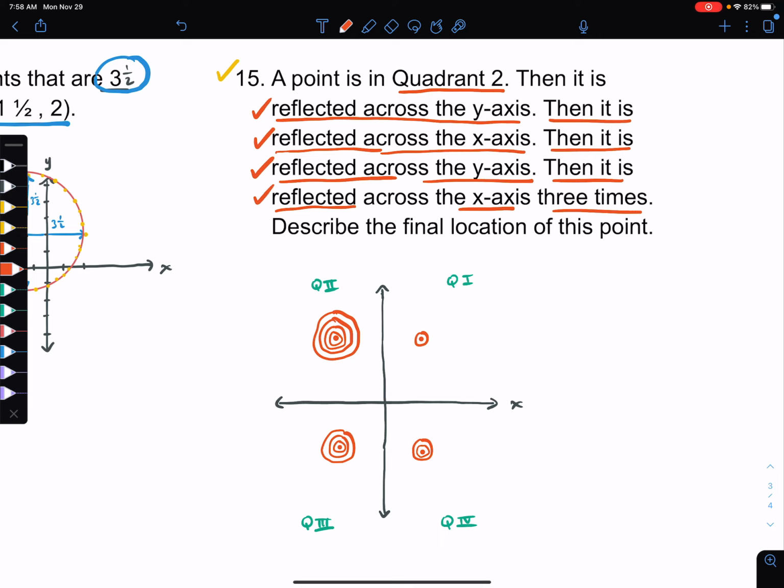So we've done that. The final location, we can say it's back in quadrant 2. So after all that, it's back where it started. All right, so kind of a silly little problem, but testing your ability to reflect and keep track of some steps here.